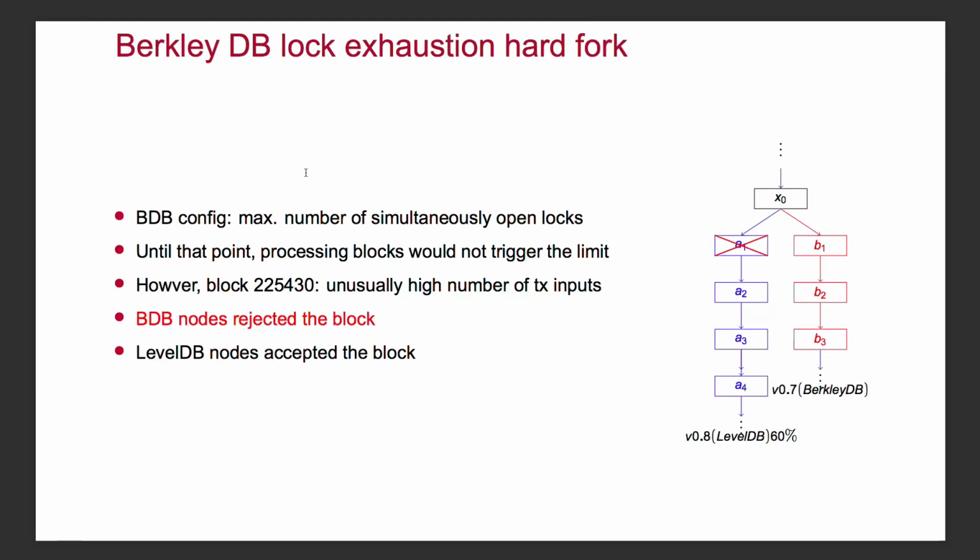However, there was a block at some block height. It had an unusually high number of transaction inputs in transactions, and this triggered the limit, and the Berkeley DB returned an error when trying to process that block, and the Berkeley DB nodes rejected that block. So that's the A1 block here, and since they rejected that block, they had to go on their own fork, and the LevelDB nodes accepted that block, and the split happened.